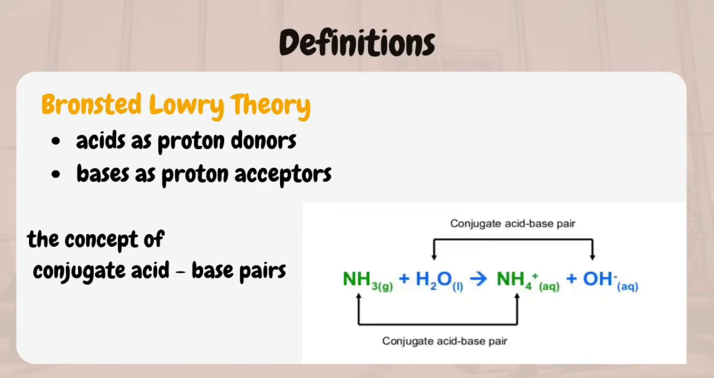Therefore, H2O is a Bronsted-Lowry acid because it donates a proton, while ammonia is a Bronsted-Lowry base because it accepts a proton. Also, OH- is called the conjugate base of the acid H2O, and NH4+ is called the conjugate acid of the base NH3. So for the conjugate acid-base pairs, you can see the picture.